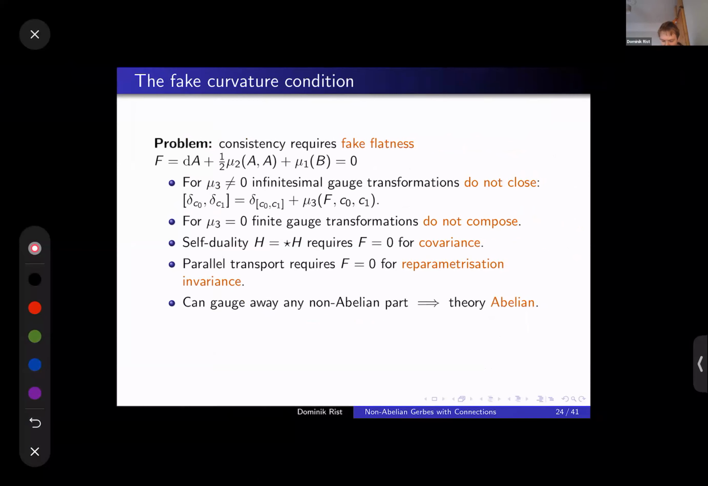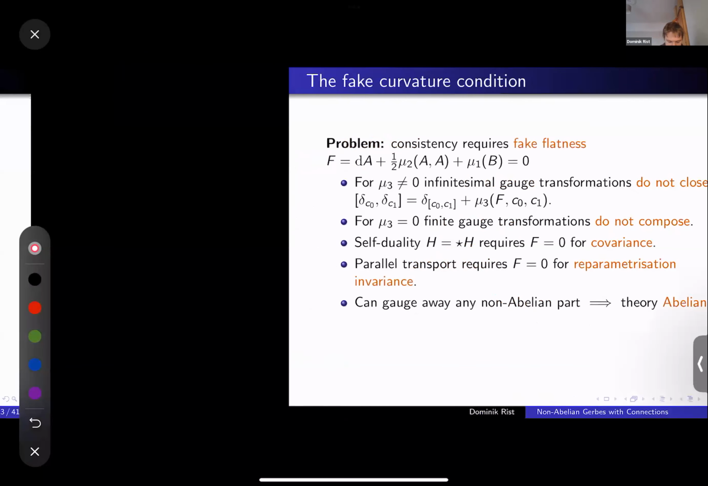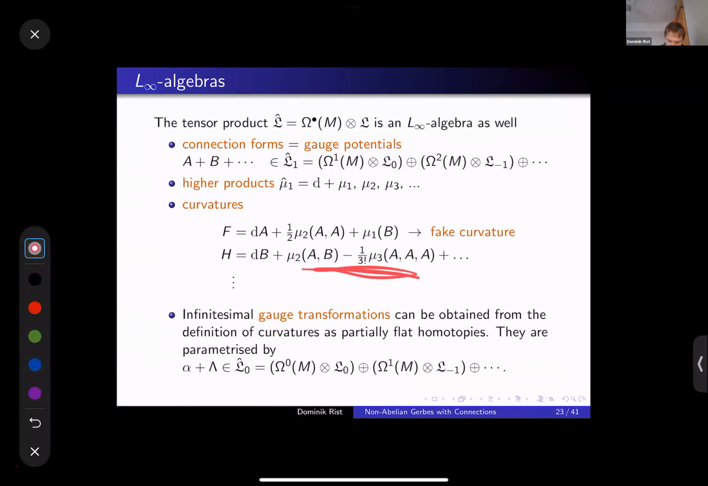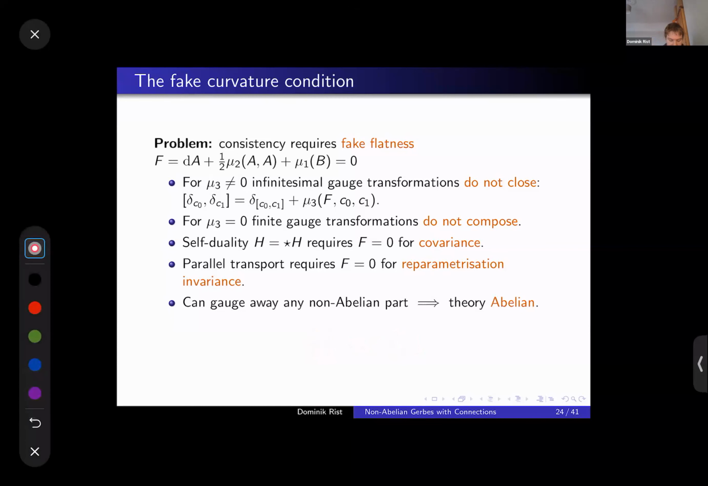It turns out that consistency requires part of your curvature to vanish. That is a problem, because when this is zero, it turns out that you can gauge away any interacting part in your theory, and your theory becomes abelian. That means you will be able to gauge away all the other terms here, and you basically can just work with H equals dB, the abelian theory, the non-interacting theory. That all follows just from the fact that F equals 0.